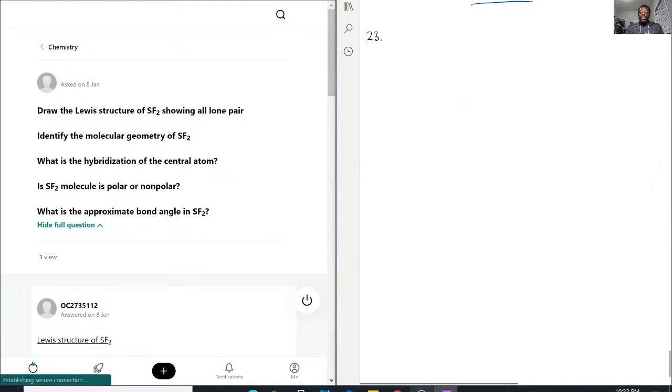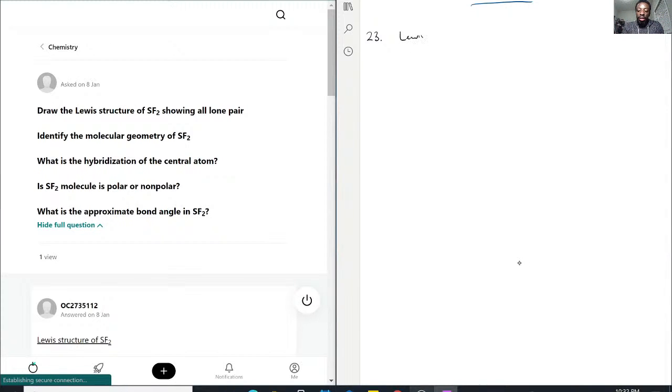So we have a multi-step question. First, we want to draw the Lewis structure of SF2, showing all lone pairs. We want to identify the molecular geometry of SF2. We want to know the hybridization of the central atom. We want to know if SF2 is polar or nonpolar, and the approximate bond angle in SF2. So it's quite loaded. So with that being said, let's go ahead and draw this out.